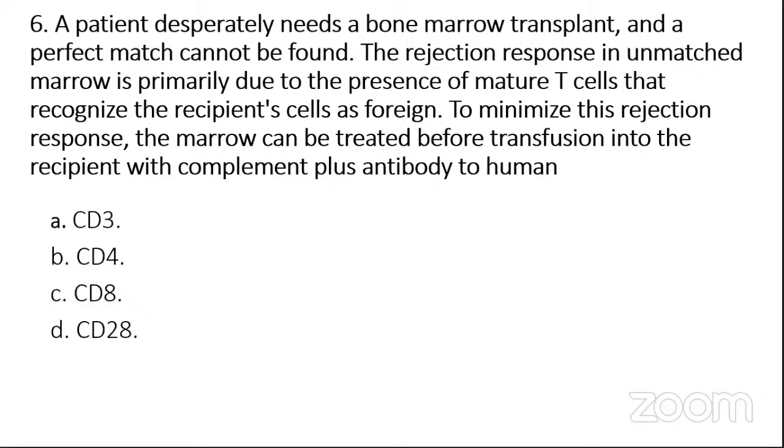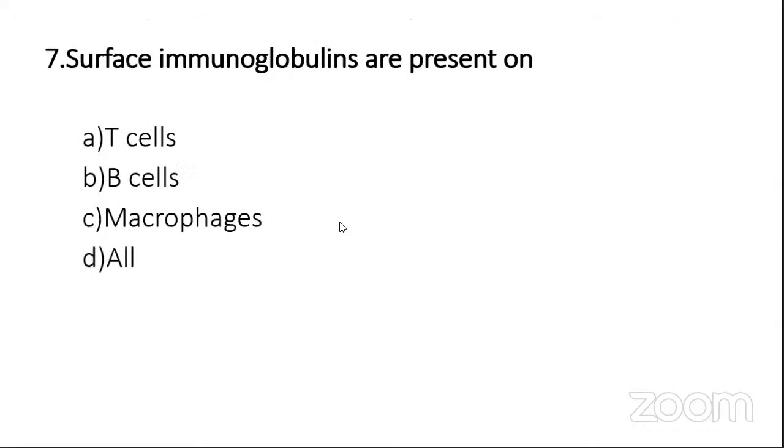CD8? CD4. CD4 is the T helper cell and CD8 is the cytotoxic T cell. But which is the marker that indicates it is a T cell? It is CD3. Okay. Surface immunoglobulins are present in... immunoglobulins are produced by which cells? B cells. So B cells.